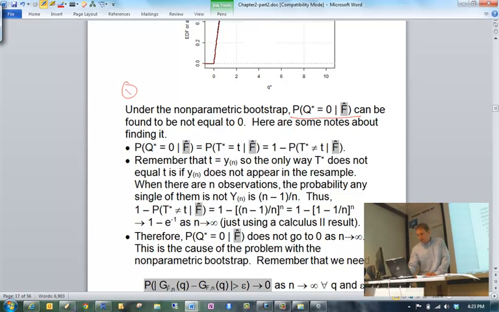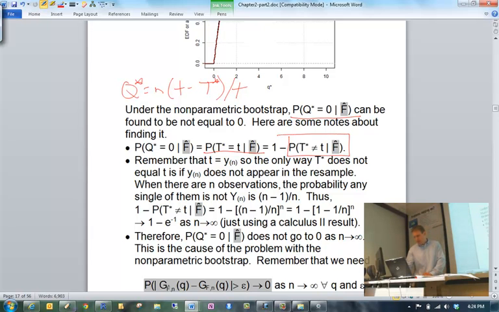Now, just for emphasis, here's Q star again. When Q star is equal to 0, that means T star is equal to T. So we could equivalently look at it like this: the probability of T star equal to T. Or, what's actually going to be a little bit easier for us to do is look at it in terms of the complement, so 1 minus the probability T star is not equal to T. Well, what is this probability then?